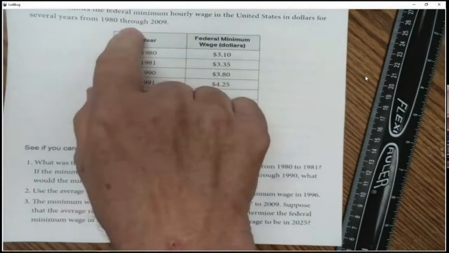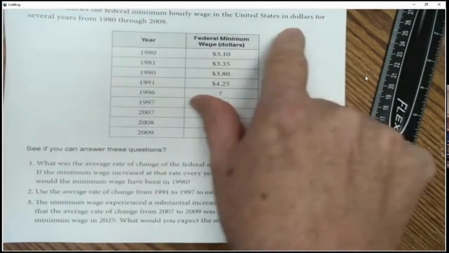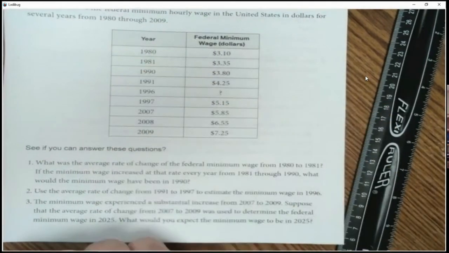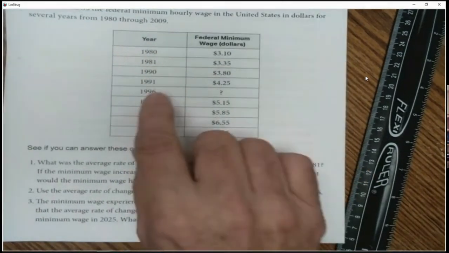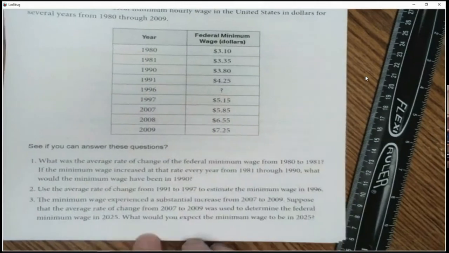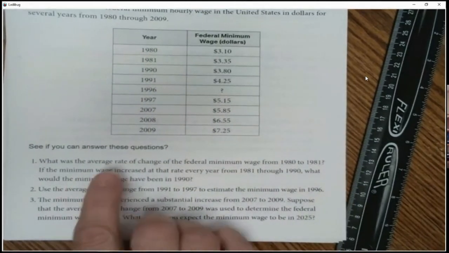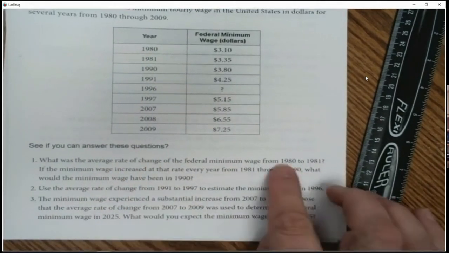So here's the federal minimum wage in the U.S. from 1980 to 2009. It doesn't have every year. It lists some years, and it puts a blank in 1996. And here's the question, see if you can answer. What was the average rate of change from 1980 to 81?